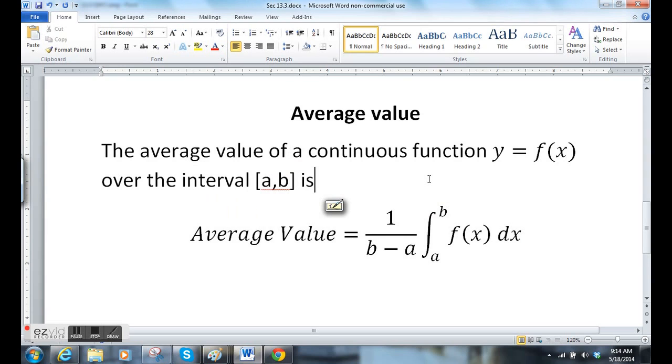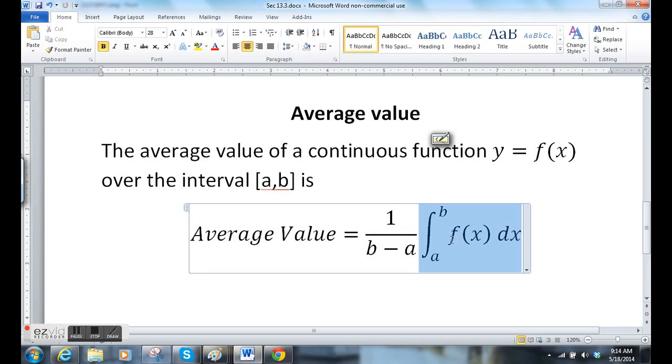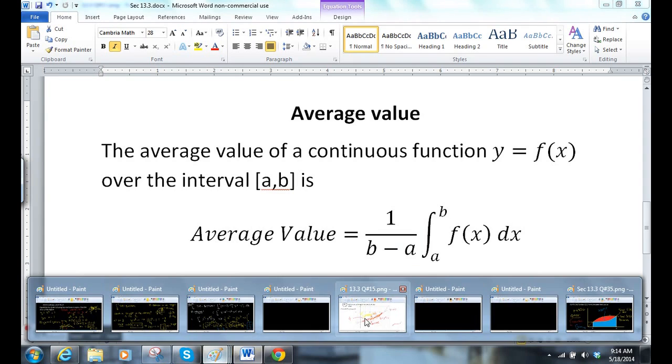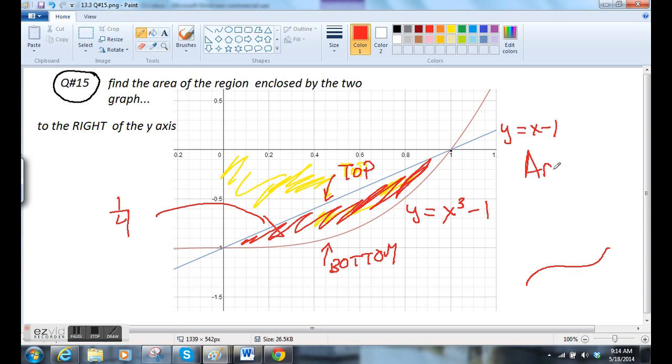So the average value, here's the definition: the average value of a continuous function on the interval is, here's the formula, 1 over b minus a, times the integral over that. So you find the integral, and then you essentially divide that integral by the width of the interval. So, for example, in this function, if we wanted to find the average value, we know the integral from 0 to 1 of this region is equal to 1/4. So what's the average value?